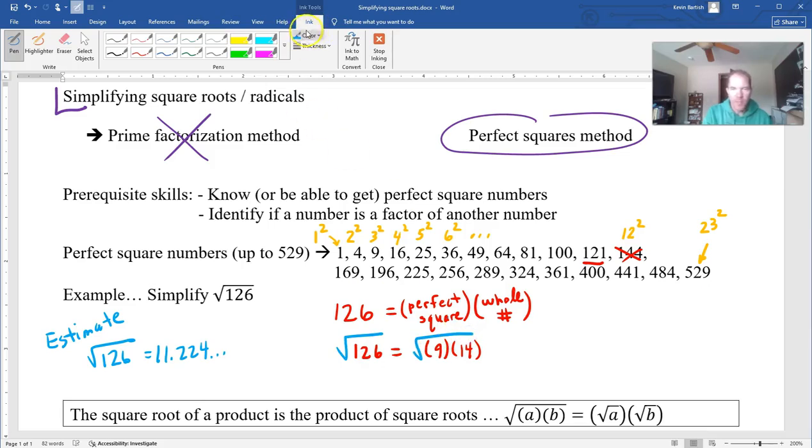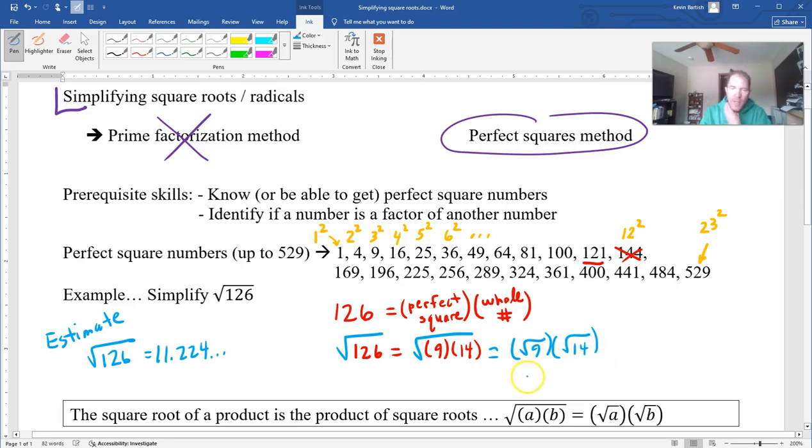The reason we wanted to do 9 times 14 was because we get to use this property at the bottom of the screen that says as long as it's multiplying, you can give each number its own square root, but keep the multiplication. The square root of 9 works out to be exactly 3. I think we saw that in the last one. The square root of 14, you can check, doesn't work out nicely, but this would be it. Our square root of 126 simplifies exactly to 3 times the square root of 14.